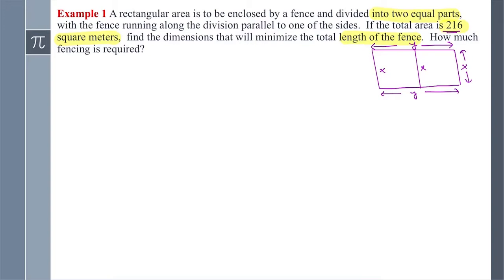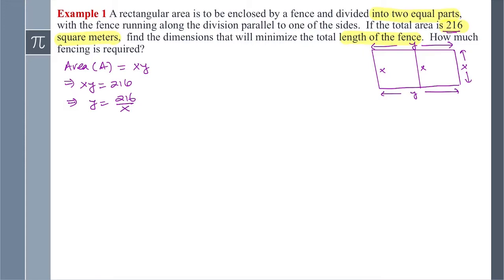The area A is given by length times width. So the length is y, the width is x, so it's x times y. Then we are given the area, so this implies x times y equals 216, and if we solve for y we get y equals 216 over x.